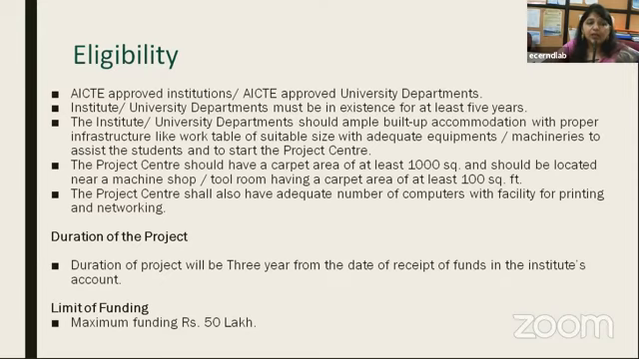See the eligibility; every college will have it. The institute, university, or department must be in existence for at least 5 years. All the colleges are more than 5 years old. Then the project center should have an area of at least 1,000 square feet. That and all will be there. It should be located near a machine shop, a tool room having a carpet area of some size. These are the eligibility criteria to apply for the funding, and if each and every criterion is fulfilled, then you can easily get the maximum funding.